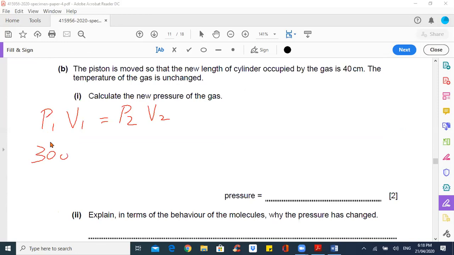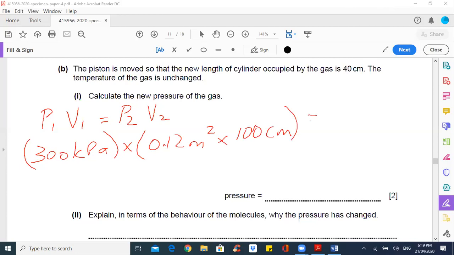Which is 300 kilopascal multiplied by what was the volume? 0.12 meters squared multiplied by 100 centimeter is equal to, we don't know the new pressure, just pressure 2, but we know that the volume would be 0.12 because the cross-sectional area stays the same, multiplied by 40 centimeters.